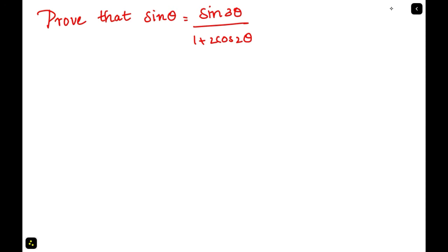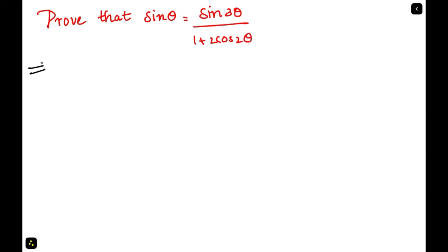In this video, we are going to solve a new problem, that is, prove that sin theta is equal to sin 3 theta by 1 plus 2 cos 2 theta. Let us start solving this. So here LHS is sin theta and RHS is sin 3 theta by 1 plus 2 cos 2 theta.